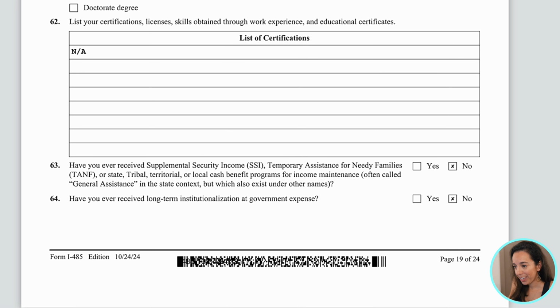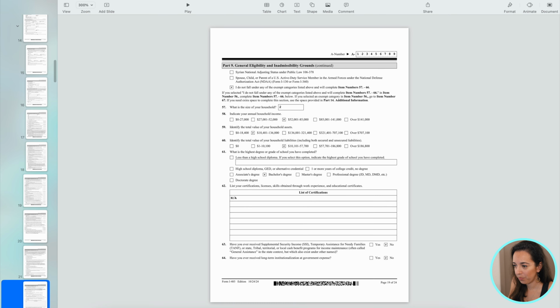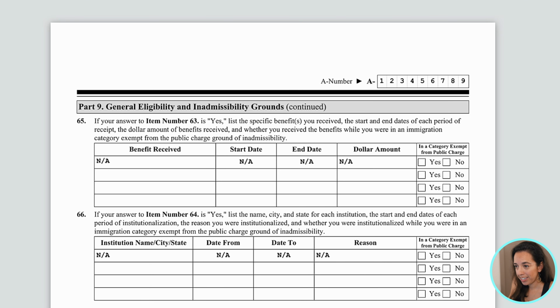Question 63 asks, have you ever received supplemental security income or temporary assistance for needy families? So we just selected no. Question 64 asks, have you ever received long-term institutionalization at government expense? So we selected no. Question 65 relates to any benefits received, so we just typed in NA. And for question 66, we also typed in NA.